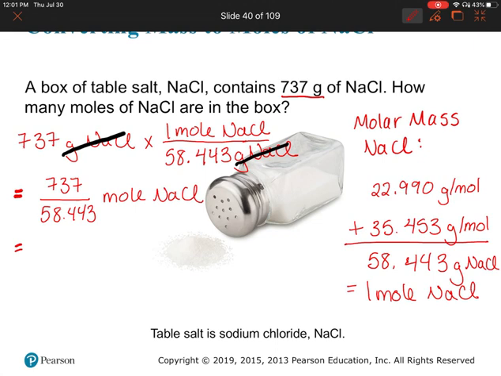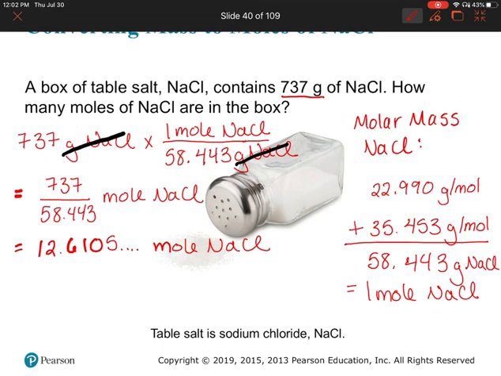Okay, so my calculator tells me that we have 12.6105, etc., moles of NaCl. Okay, so now for sig figs. The periodic table that I was using had 5 sig figs for each of the molar masses. And when I was adding those two values together, both values ended in the thousandths place. So my molar mass for sodium chloride ended in the thousandths place.